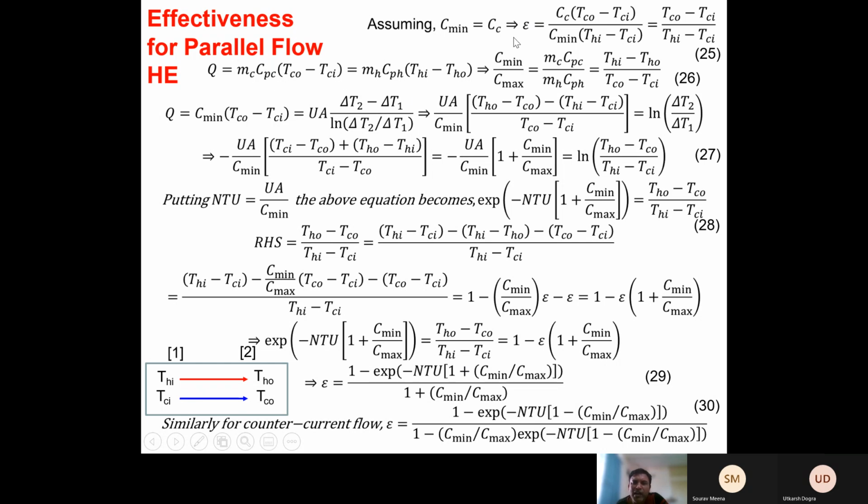And since we are taking C as C mean, C mean by C max will be given by MC CPC divided by MS CPH. Yes or no? Directly from this equation. This MC CPC we are calling C mean, isn't it? So the remaining will be C max. So this C mean divided by this C max will be nothing but this temperature difference by this temperature difference. Correct? That's what we are getting here. Is it clear? Yes, sir.